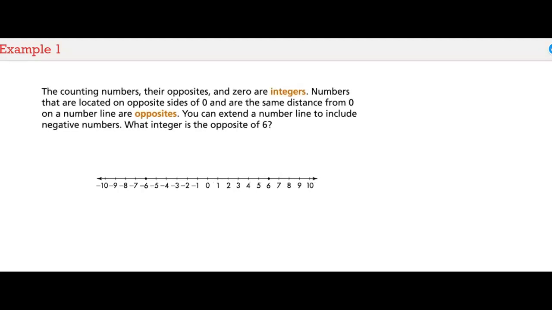The counting numbers, their opposites, and 0 are integers. Numbers that are located on opposite sides of 0 and are the same distance from 0 on a number line are opposites. You can extend a number line to include negative numbers. What integer is the opposite of 6?